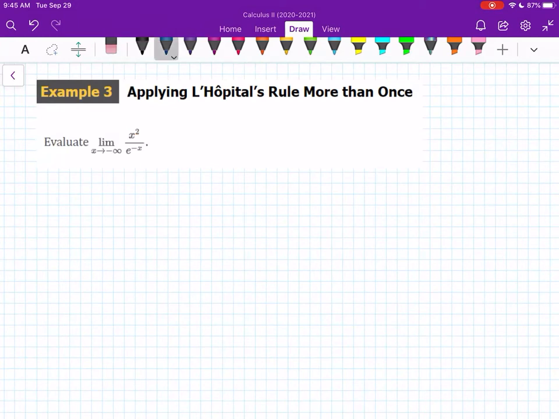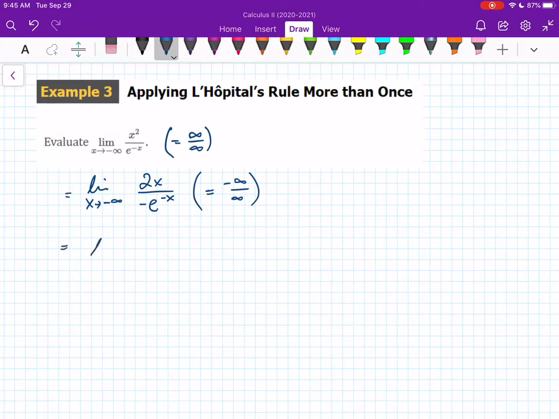All right, so right now we have, so if we go to negative infinity, right? So we're taking the limit as x goes to negative infinity. Right now I have a positive infinity over a positive infinity. So let's take our derivative. So limit as x approaches negative infinity of 2x over negative e to the negative x. So now if I plug in negative infinity, I'm going to get negative infinity over negative infinity. So I'm going to take the derivatives once more.